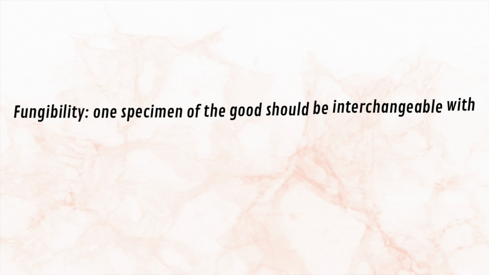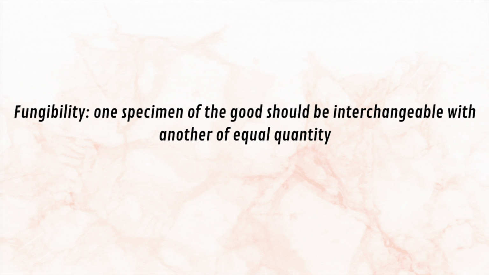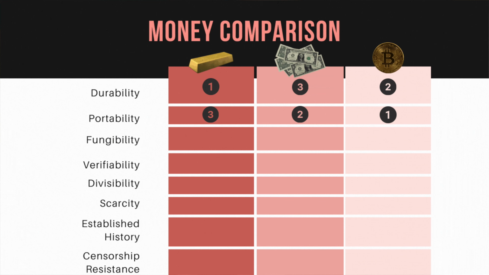Fungibility. Fungibility is basically the ability of a good or asset to be interchanged with other individual goods or assets of the same type. For example, if you have 4 quarters, you can exchange them for $1 in the US. So first, gold. You can always exchange 1 pound of gold for any other 1 pound of gold, no matter what shape it's in or anything like that. So gold is highly fungible.